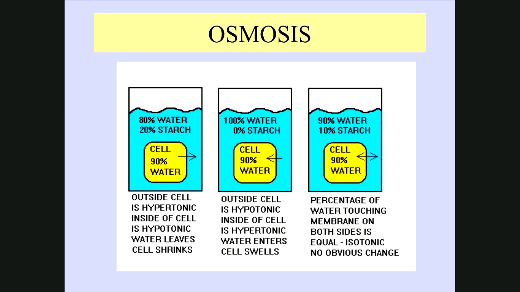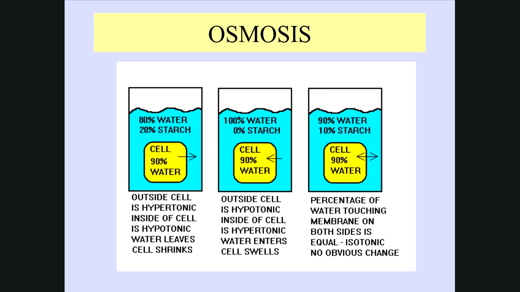But that means there's 80% water outside and 90% water inside, which means that for every 9 molecules of water that leak out of the cell, only 8 leak in. So what's going to happen here is that the cell will lose water and it will shrink. And eventually it might even die from this. If you put a blood cell into this solution, it would look like a raspberry. It would just crinkle right up as it loses its water.